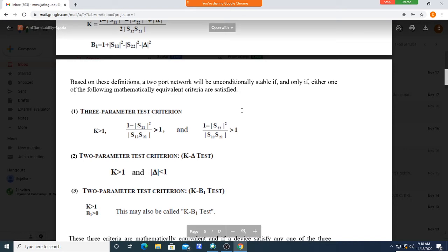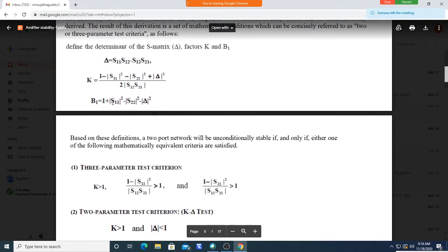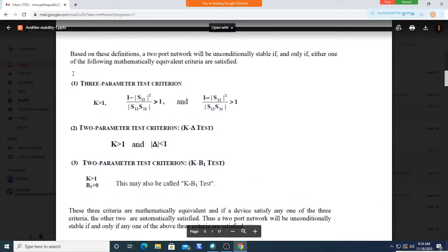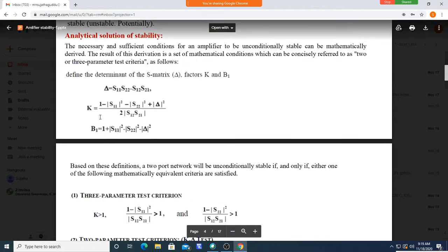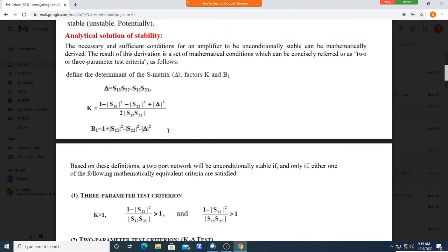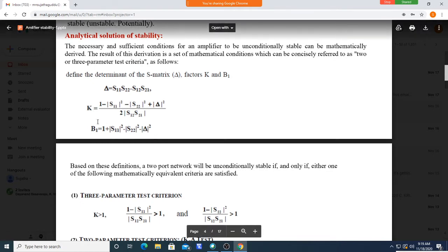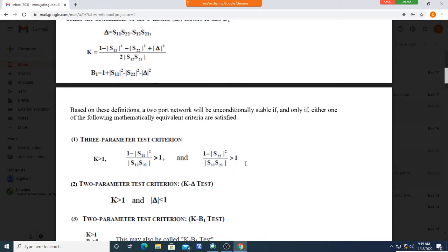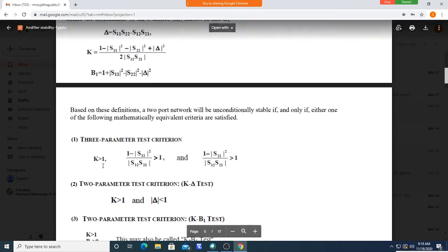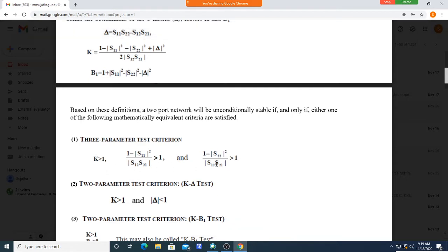Okay, so you take the S parameters and calculate these parameters. Afterwards, you check for these three conditions. You calculate the k value, the delta value, and the b value. You see whether k is greater than 1, and this is greater than 1, and this term is greater than 1. If all of these are greater than 1, then that amplifier is unconditionally stable.